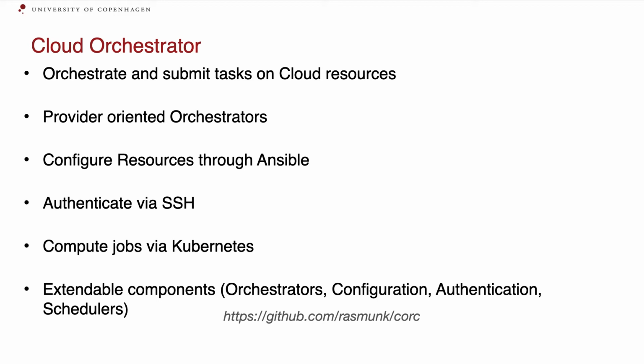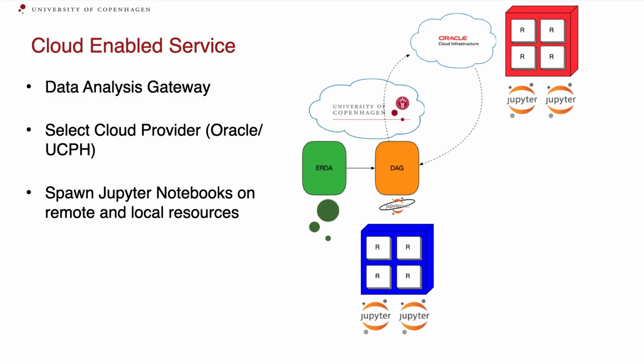But all of these different components are extendable, as it states. Both the orchestrators, the configuration, the authentication, and the schedulers can be implemented to serve a specific need. So looking towards the result of this paper, what do we achieve? Well, we cloud enabled the data analysis gateway, which makes us able to select whether we want to spawn a particular notebook at the Oracle Cloud Infrastructure or at the University of Copenhagen.